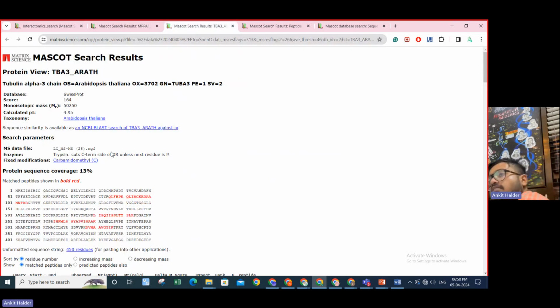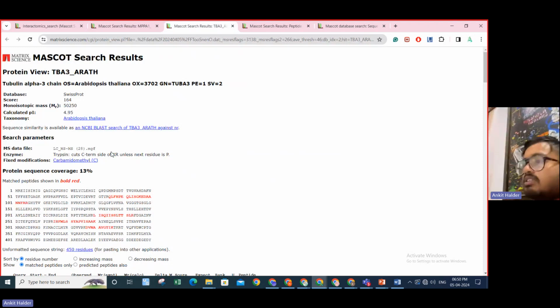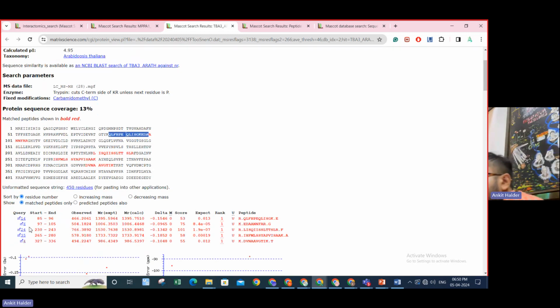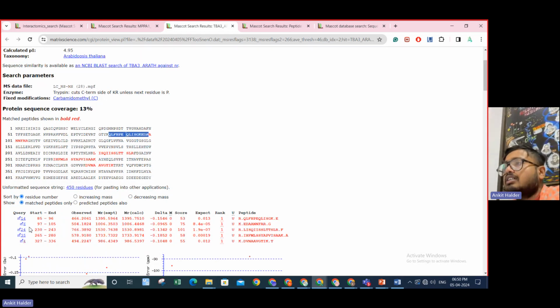So this has a protein sequence coverage of 13%. That is, this peptide has been identified, this peptide has been identified, this peptide has been identified, this peptide has been identified. And these are the peptides that have been identified, and the protein sequence coverage is only 13%, right?